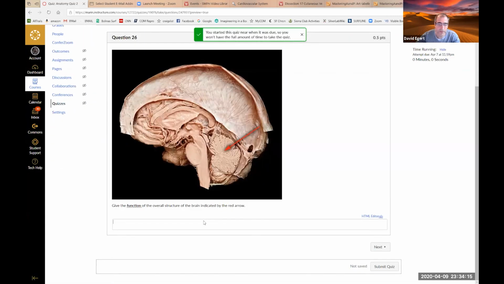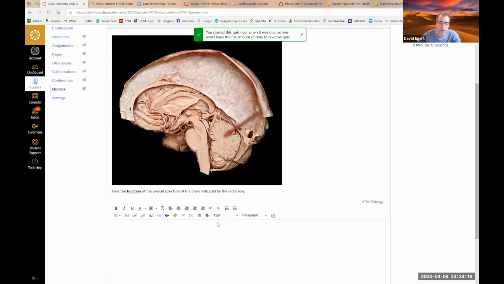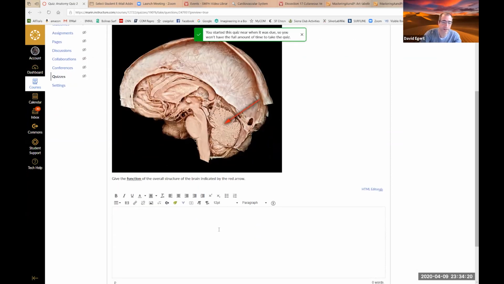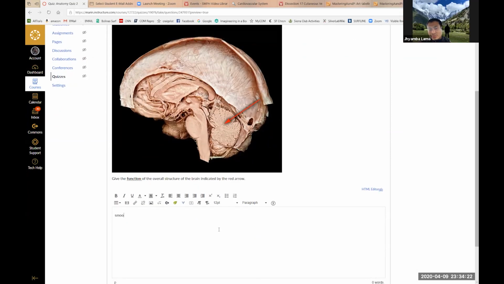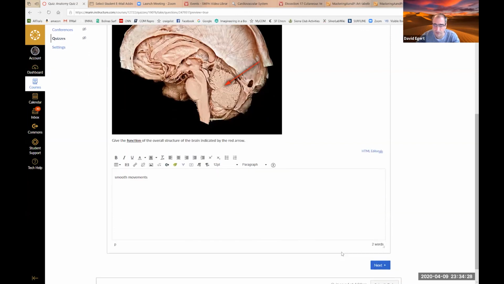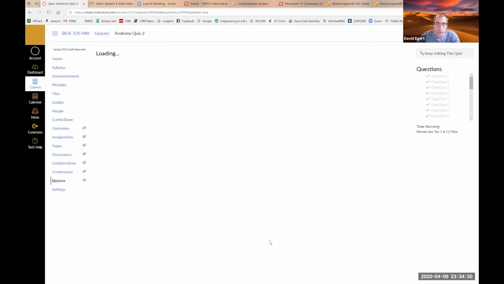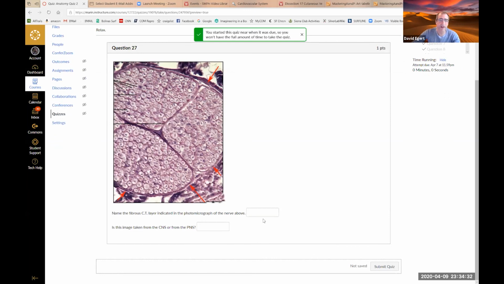And then function, what is the function for the cerebellum? Smooth coordinated movements. Yeah, smooth movements. There's lots of things you could say there. Just about kind of coordinating motor. Then the final one.